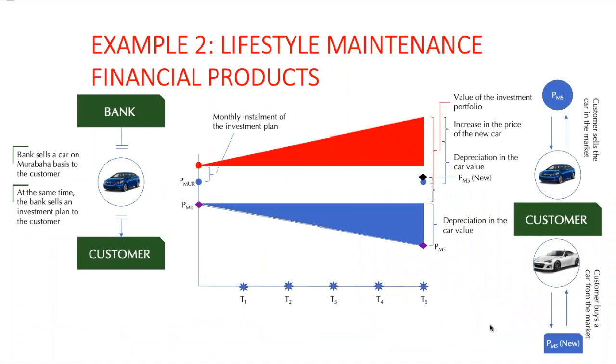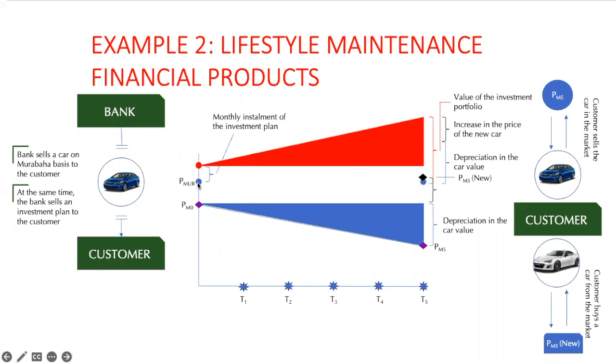In case of example 2, a bank selling a car on a murabaha basis, along with this one, it does something like this. So when a customer comes to the bank to buy a car on a murabaha basis, the bank sells the car on a murabaha basis to the customer. And at the same time, the bank sells an investment plan to the customer. So it becomes, I don't want to use the word bundle prematurely, but this would be actually the case. We would like to call it an example of a bundled product. So the bank sells the car on a murabaha basis, and at the same time, it sells independently an investment plan. So this car, the market price of the car is this much, but because this is a murabaha, the bank would like to earn some profit out of this transaction.